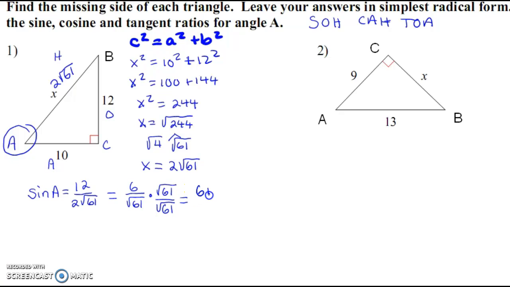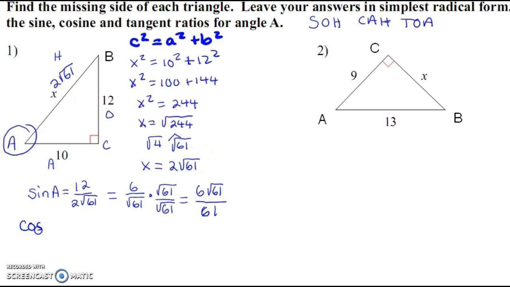We get 6 times the square root of 61 over, and then the square root of 61 times the square root of 61 is the square root of 61 squared. So what happens is the square root cancels with the squared because they're inverse operations of each other. So this just becomes 61 on the bottom. Again, a radical times itself gets rid of the radical and you just have that number in the denominator, so 61. Okay, so that's the sine of A.